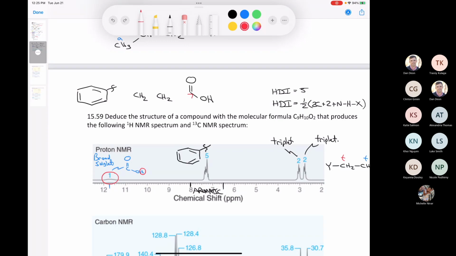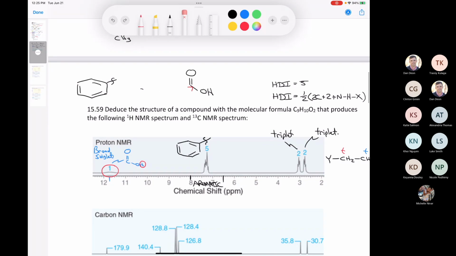What we're going to do is take those 2 methylenes and connect them to the aromatic ring. And then we're going to put our carboxyl group on the end, like that. Just move that number 7. There we go. And there is the structure of our compound.